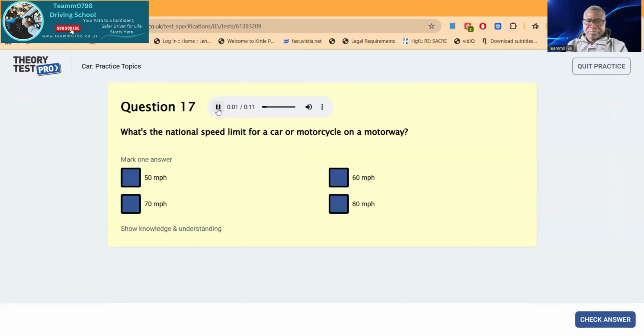What's the national speed limit for a car or motorcycle on a motorway? 50 miles per hour, 60 miles per hour, 70 miles per hour, 80 miles per hour. So the national speed limit for a car or a motorcycle on a dual carriageway or a motorway is 70 miles per hour.